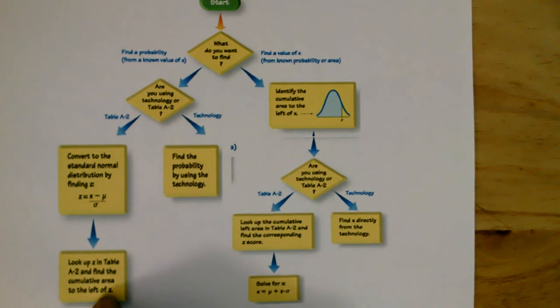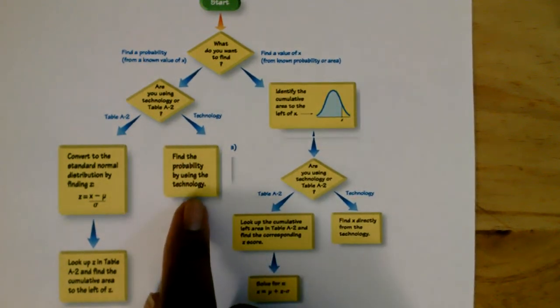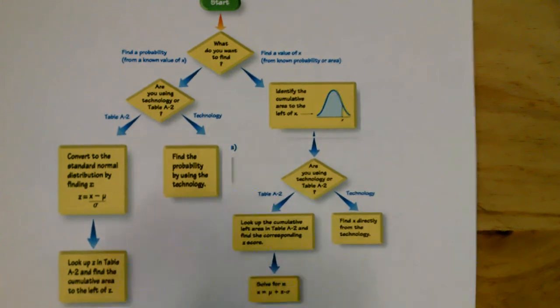If you're given two x values, for each one you find the cumulative area to the left and subtract those two probabilities to get the area in between. Or if you're using technology, you'll find the probability by using the technology. It could be with the TI-83 or 84 Plus calculator or StatDisk or whatever.